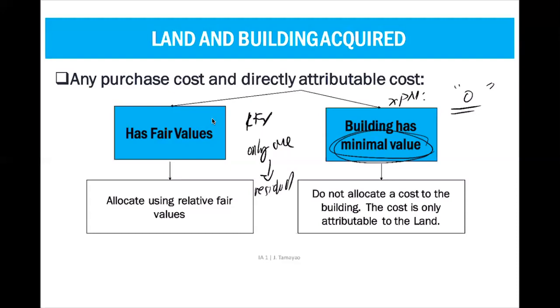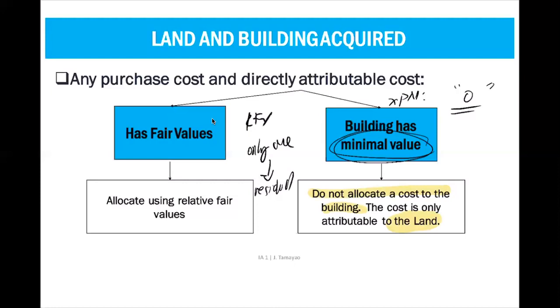Okay? So normally the problem will tell you it has a minimal value, or you will see based on the amounts that the value given to the land is too high and the building's is too low. When the building is too low, you consider that as already at minimal value. So what do we do if the building has a minimal value? Do not allocate a cost to the building. Everything is to the land account.